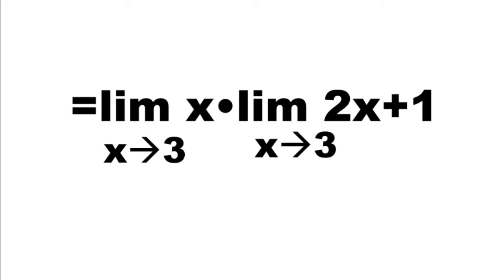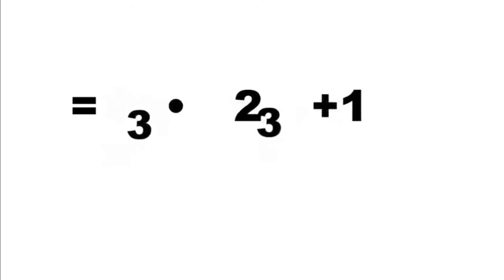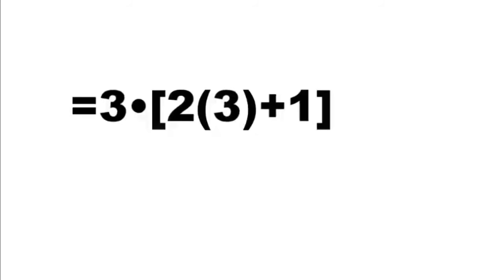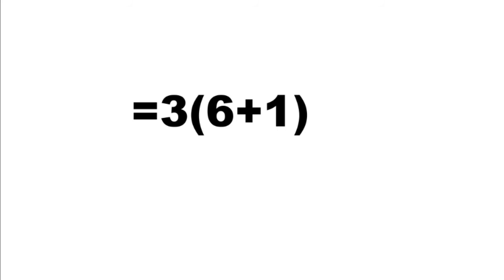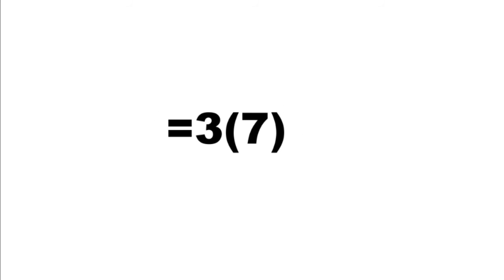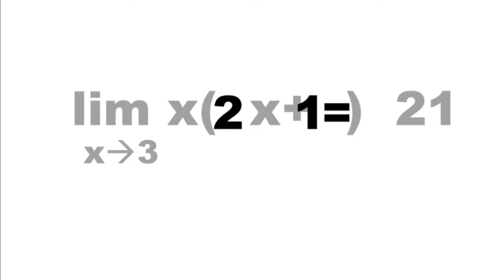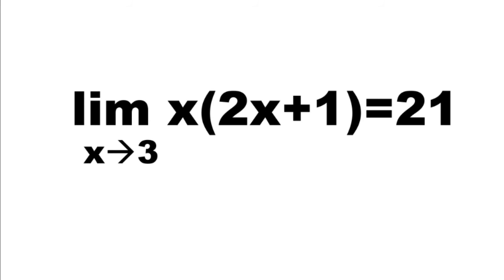The limit of x as x approaches 3 is 3, times quantity 2 times the limit of x as x approaches 3, plus the limit of 1 as x approaches 3, which is 1. So 3 times quantity 2 times 3 plus 1. Using PEMDAS we have 3 times 6 plus 1, or 3 times 7. So the limit of x times quantity 2x plus 1 as x approaches 3 is 21.